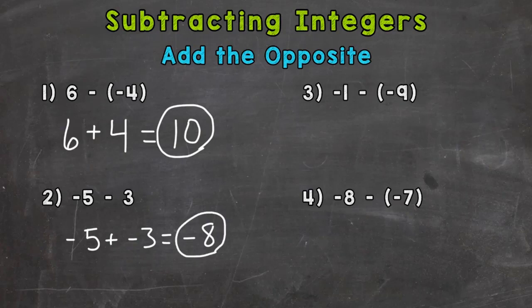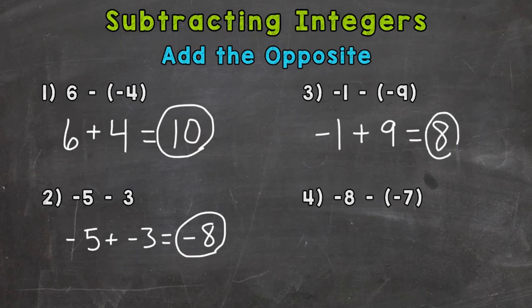Let's have our example number 3. Negative 1 minus negative 9 becomes negative 1 plus 9 equals positive 8. Our last example, negative 8 minus negative 7. Let's add the opposite. Negative 8 plus positive 7 equals negative 1.